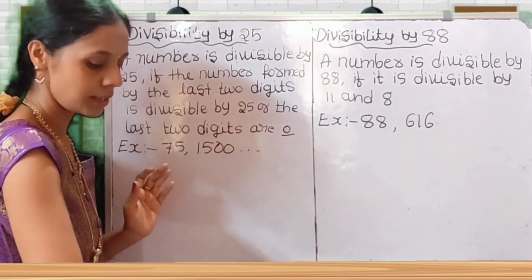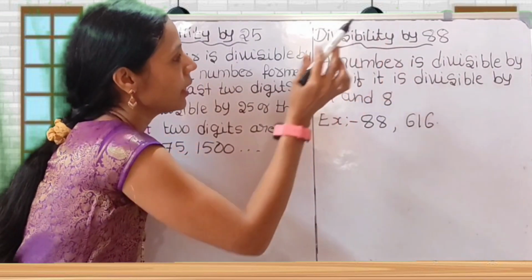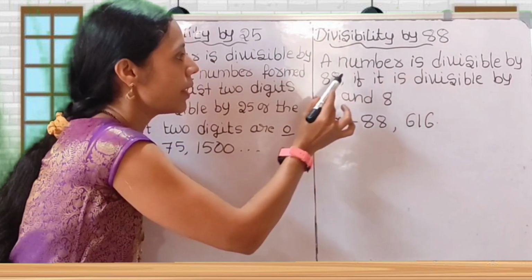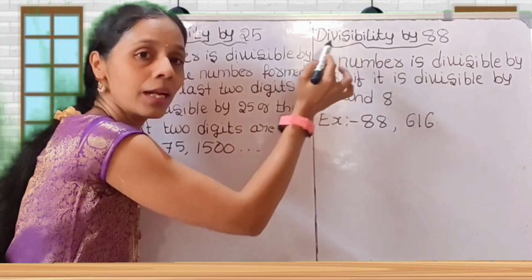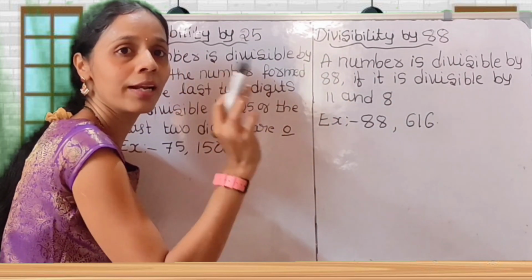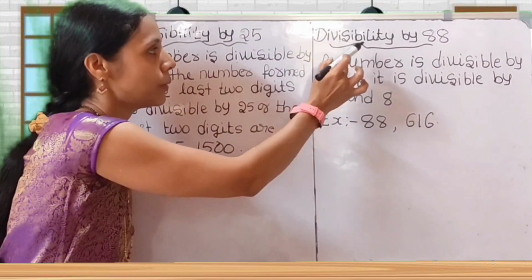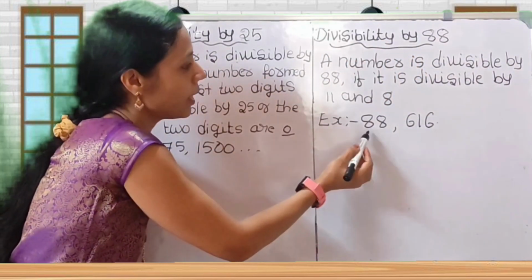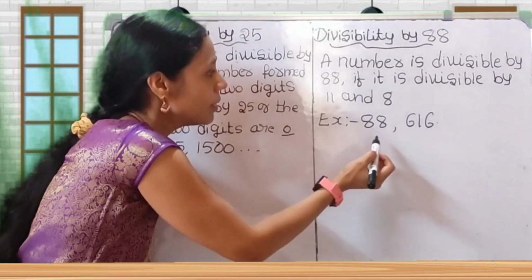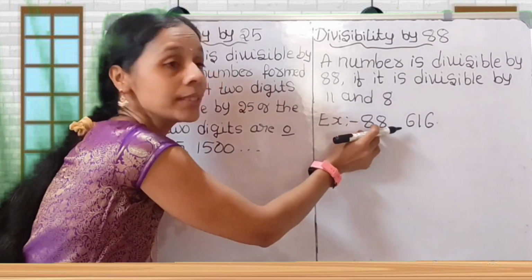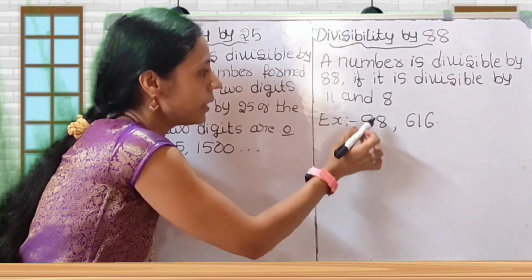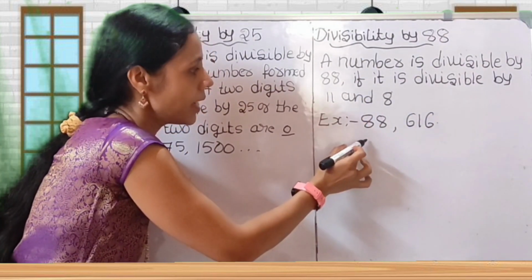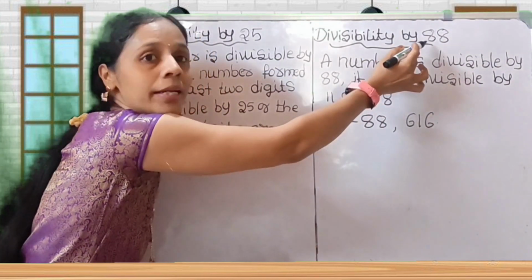Okay. Next we consider divisibility by 88. A number is divisible by 88 if it is divisible by both 11 and 8. Any number that is divisible by both 11 and 8 is also divisible by 88. Consider 88 and 616. 88 is divisible by both 11 and 8: 11 times 8 is 88, 8 times 11 is 88. So it is also divisible by 88.